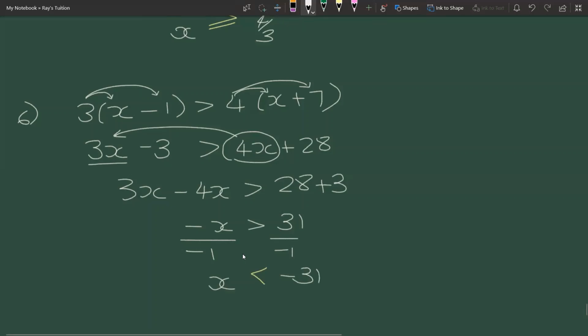So that is it for this video. Please take note that the main point to take away from this video is that in an inequality, when we are dividing by a negative, the direction of the inequality changes. If you have understood this video, please move on to the next one. If it is still a bit murky, have a look at the previous one again.